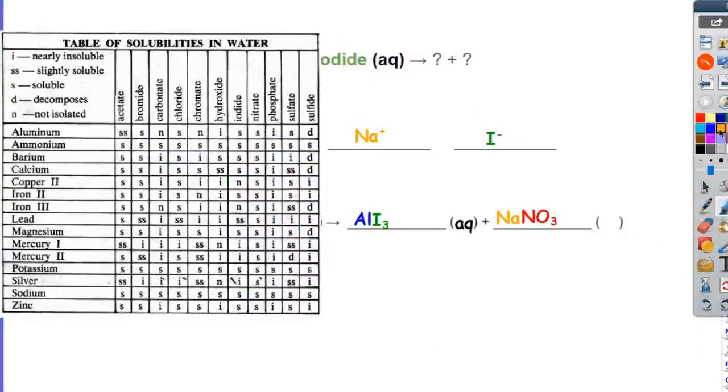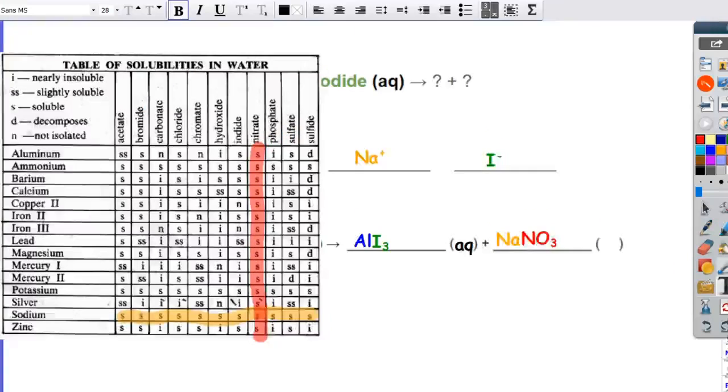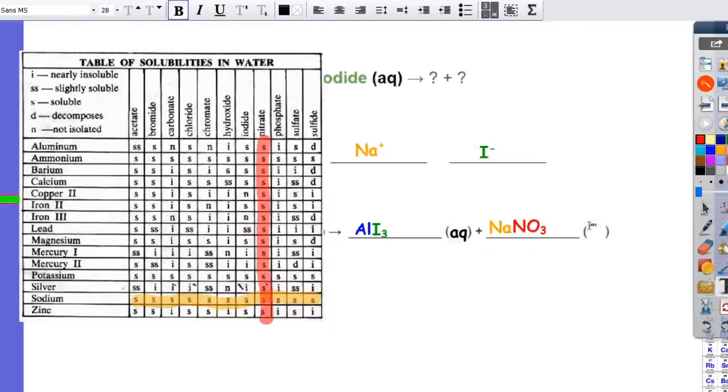Next, let's look up my sodium nitrate. So I go down, I find sodium, and my nitrate. Where these meet, I get an S. So it's soluble. So its state is aqueous, aq.